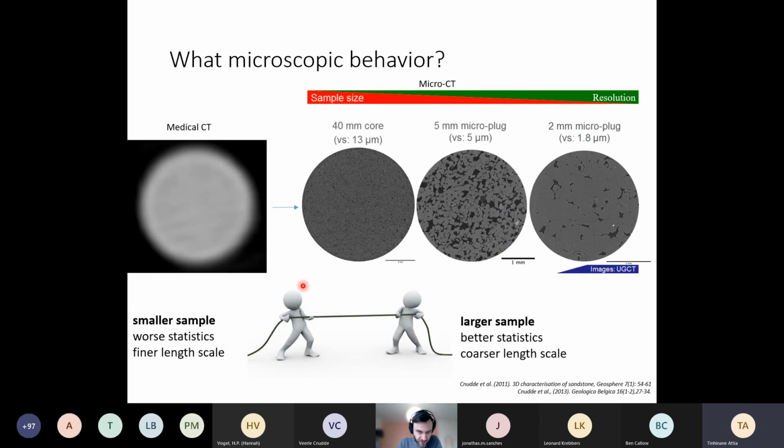Thank you, Vele, for providing this slide to make that exact point. So this is the same sandstone material that we were so fond of. And on the left, you see the reconstruction of a 40 millimeter core sample of the sandstone using a medical CT device. And here you see a micro CT image of that same sample.